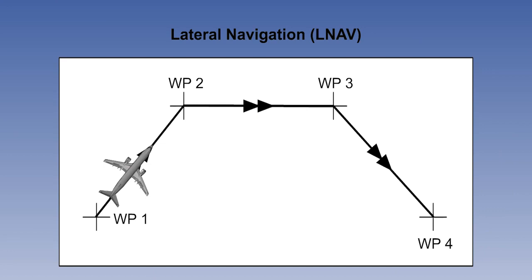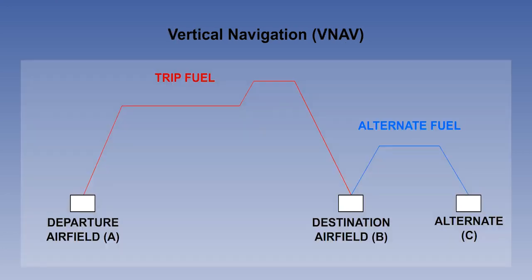This is in the horizontal plane, steering the aircraft left or right as required to follow a route through a series of waypoints to the destination. The second is vertical navigation, or VNAV. This is the vertical profile and takes account of the optimum flight level for the weight and distance, the fuel used, and the diversion requirements.